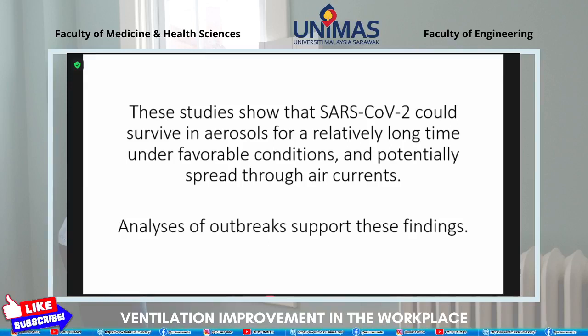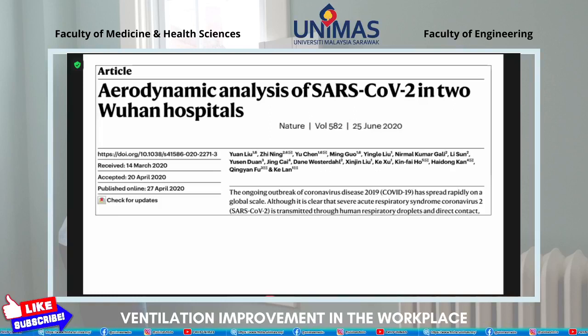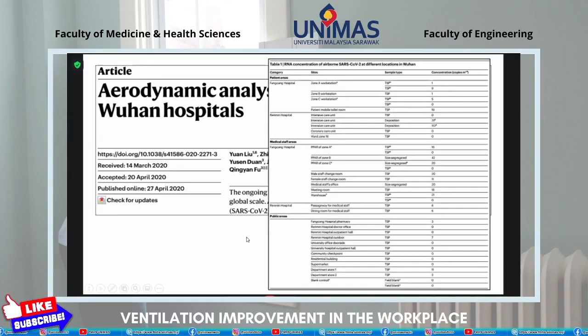And not only that, we have real-life analysis of outbreaks that can support these findings. For instance, you have this very early paper published last year: aerodynamic analysis of SARS-CoV-2 in 2 Wuhan hospitals. This is a very famous paper. What happened is that they collected the total suspended particles in the air of different areas in the hospital. And they found out that although the patients are confined in the patient areas like the intensive care unit or workstations in different zones, the virus is also found in the medical staff area as well as the public area.